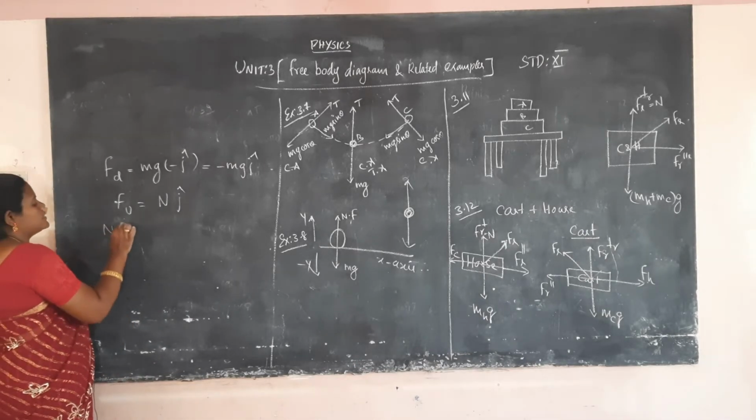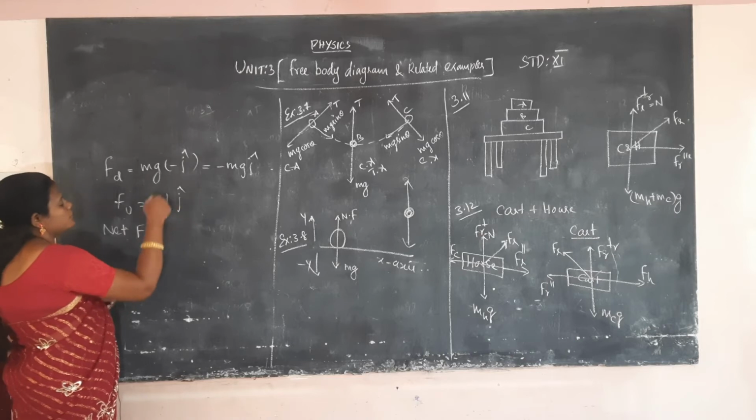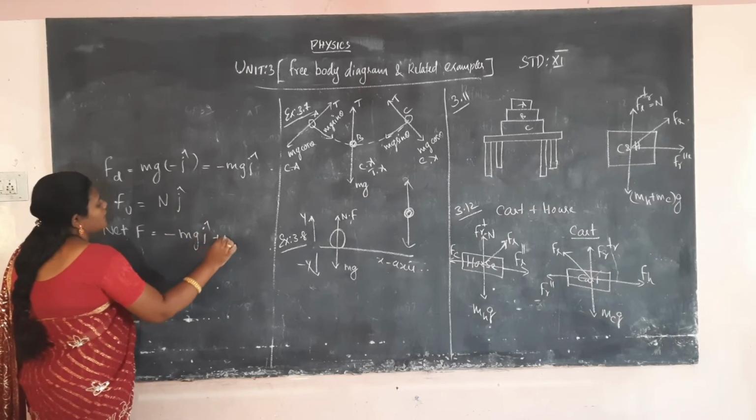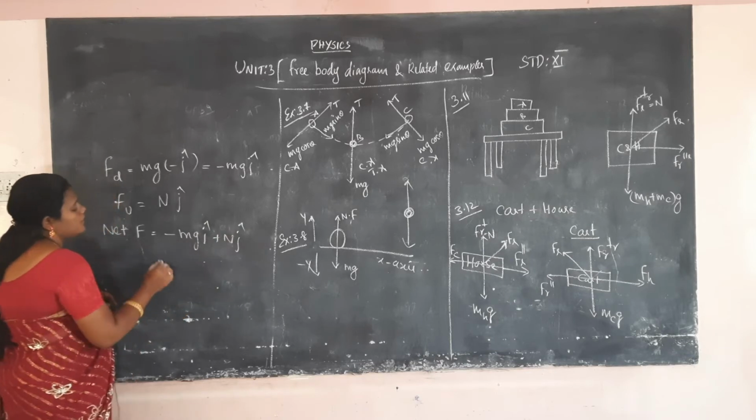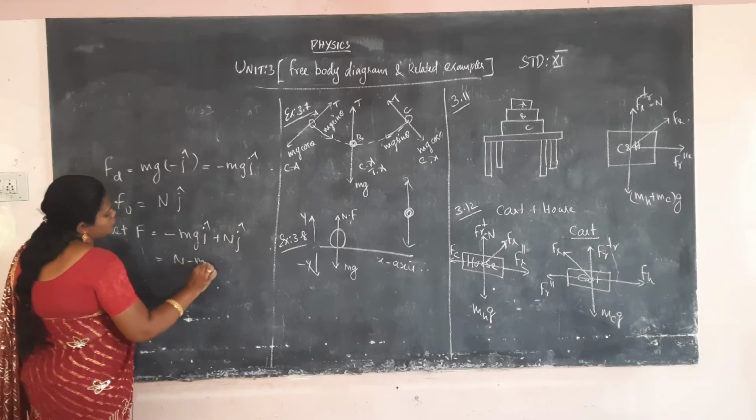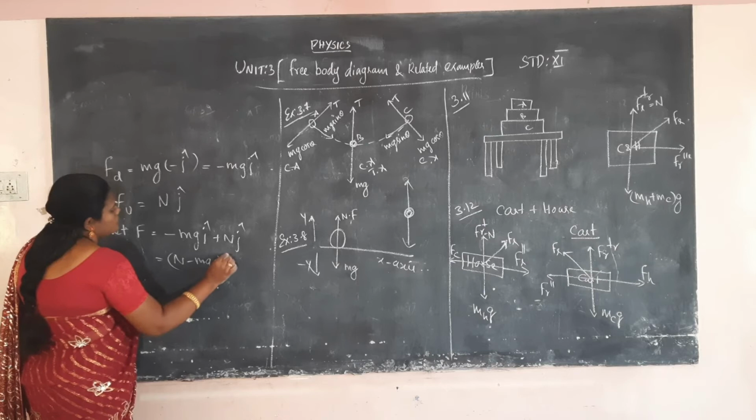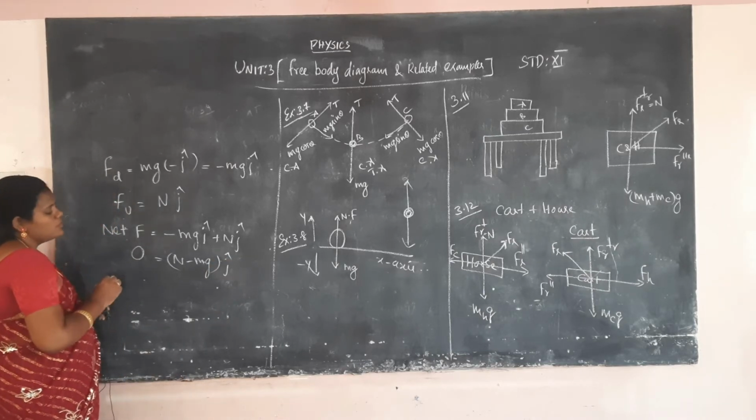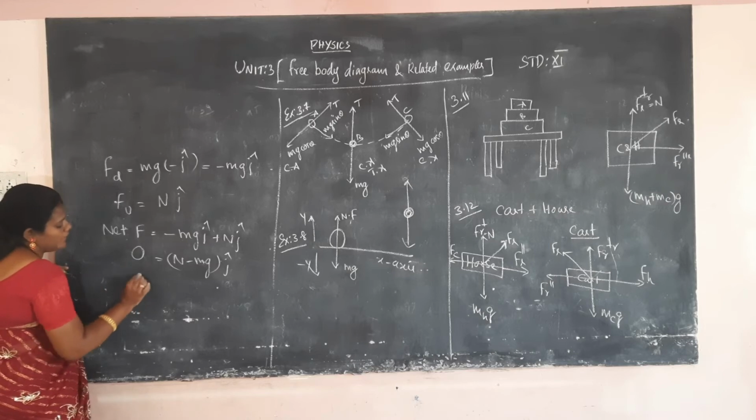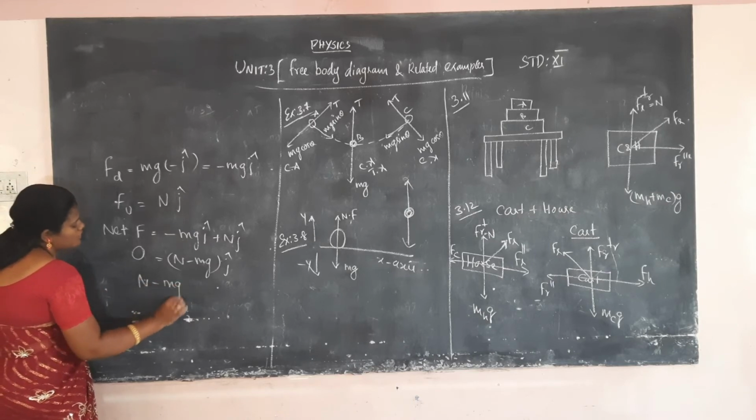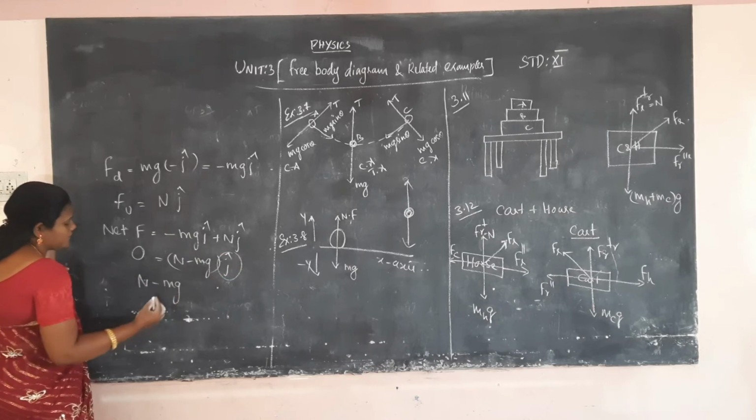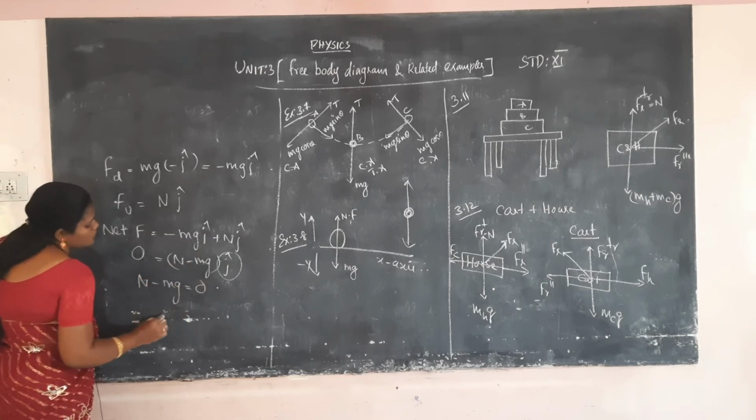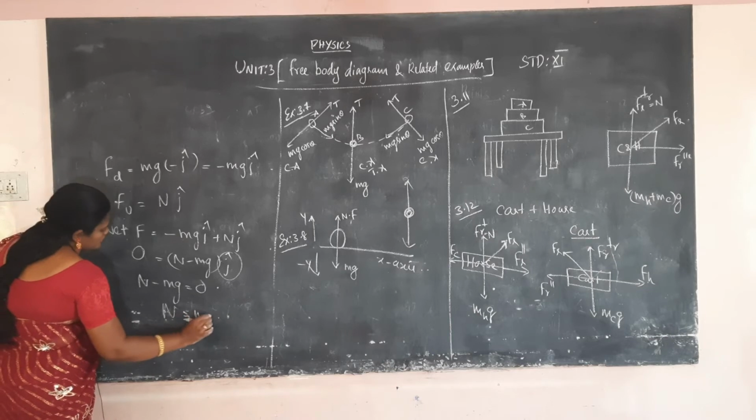The net force is equal to the sum of the two forces, minus mg j cap plus N j cap, okay. Then (N minus mg) into j cap. In the same way, the net force is considered as 0. So consider 0 equal to N minus mg. We ignore the unit vectors also and take the components only. So N minus mg is equal to 0, N is equal to mg.